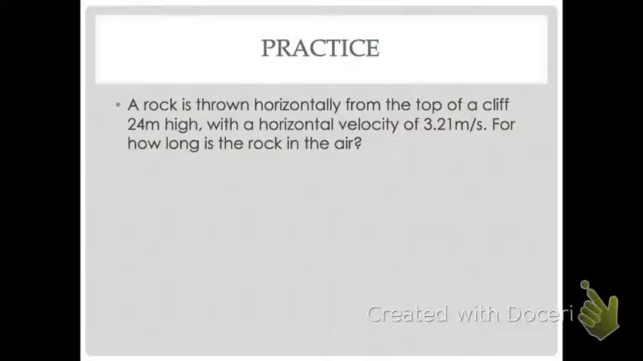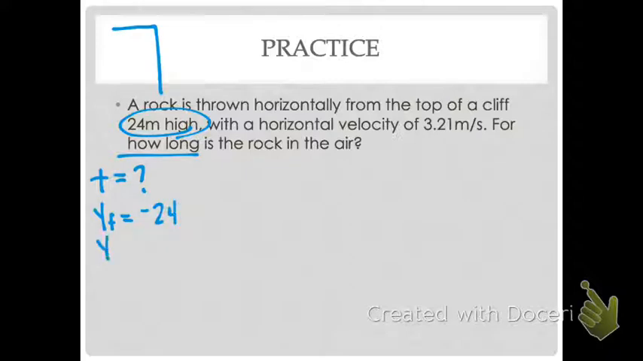A rock is thrown horizontally from the top of a cliff 24 meters high with a horizontal velocity of 3.21. For how long is the rock in the air? Okay, so get written down what you need to, and then we'll draw it out and get variables assigned. Yf. Right, 24 would be my Yf, right? It is how tall the cliff is, you're right.